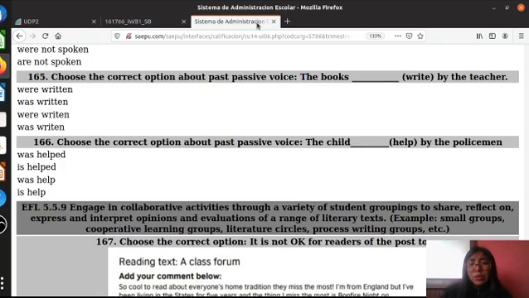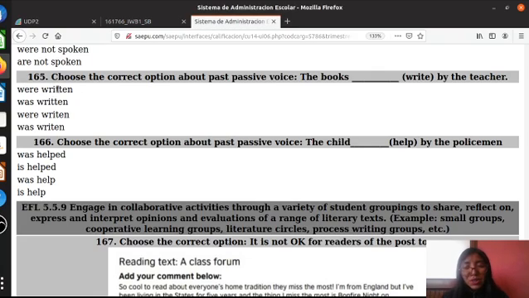Choose the correct option about past passive voice. The books read by the teacher. Okay, so here you have to pay attention to the structure. Aquí lo único que tenemos que hacer es prestar atención a la estructura. Si me dice que es past passive voice, yo sé que voy a utilizar el verbo to be en pasado, ¿no es cierto? Por lo tanto, the books were, because that is plural, the books were writing. Okay, writing is the past participle form of the verb write. Por lo tanto voy a escoger la primera opción, es la única opción que puedo escoger.